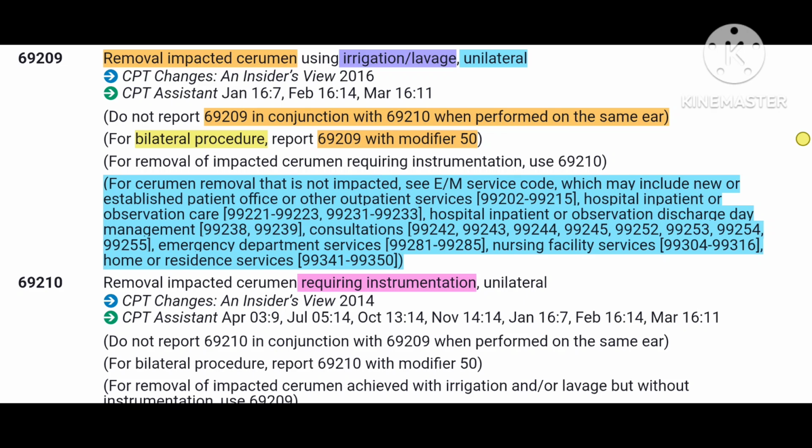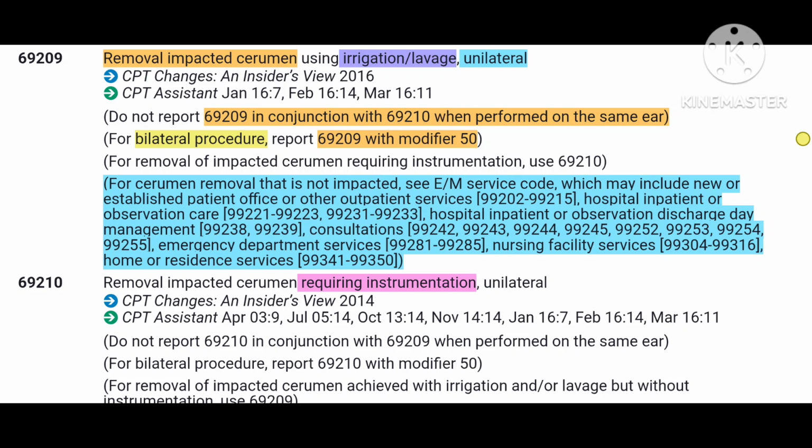So what does it mean? They use some saline water, they flush the ear and try to remove the wax. Lavage means washing something. So here we wash the ear or irrigate the ear and remove the earwax. But in 69210, you can see that instrumentation is used. That means the doctor is trying to remove the wax using some instruments or tools. It's not possible with irrigation, so the doctor is using an instrument here.